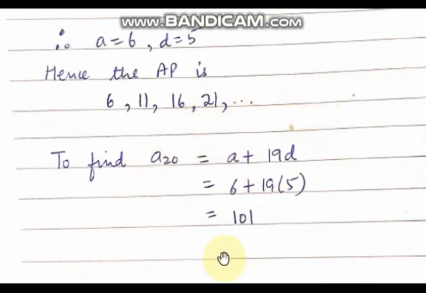Then, in addition to this, if there is another question that we need to find the 20th term. First of all, we neither knew the AP nor A and D; we have found those, and now we need to find the 20th term. So the 20th term is nothing but A plus 19D. Putting the values of A and D that we have obtained earlier, we will find that the 20th term is 101. Thank you.